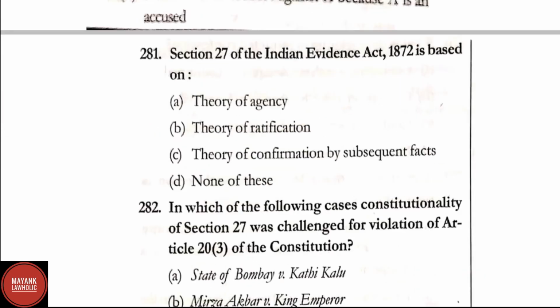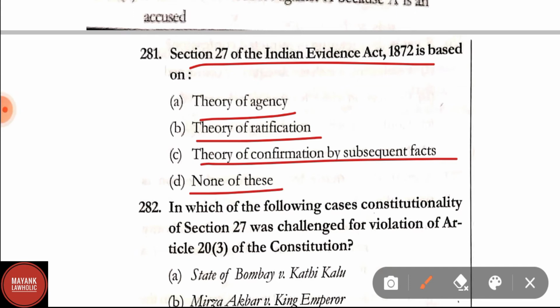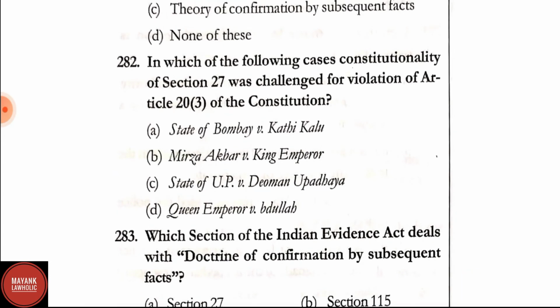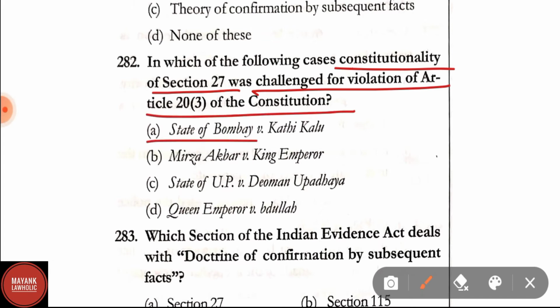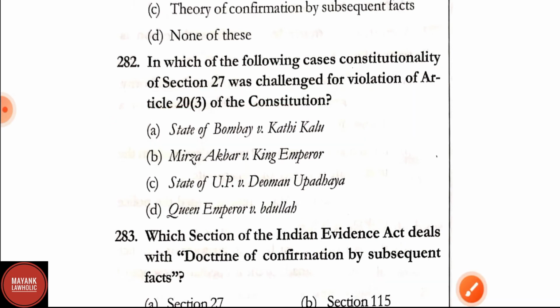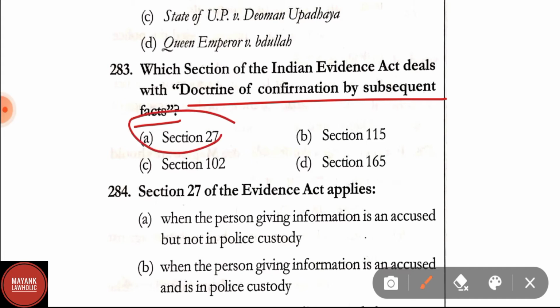Question number 281. Section 27 of the Indian Evidence Act is based on theory of agency, theory of ratification, theory of confirmation by subsequent facts, or none of these. Here the correct answer is option C, that is, theory of confirmation by subsequent facts. Question number 282. In which of the following cases was the constitutionality of Section 27 challenged for violation of Article 20 clause 3 of the Constitution? Here the correct answer is option A, that is, State of Bombay versus Kathi Kalu. Question number 283. Which section of the Indian Evidence Act deals with the doctrine of confirmation by subsequent facts? Option A, Section 27; B, Section 115; C, Section 102; D, Section 165. Correct answer is option A, that is, Section 27.